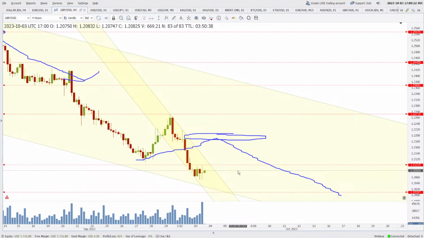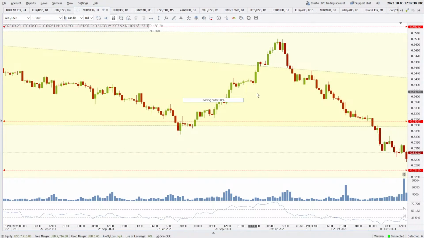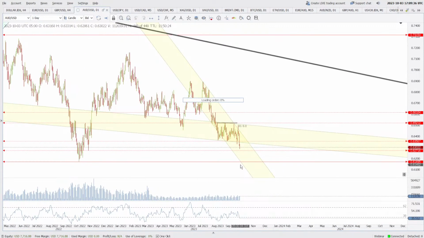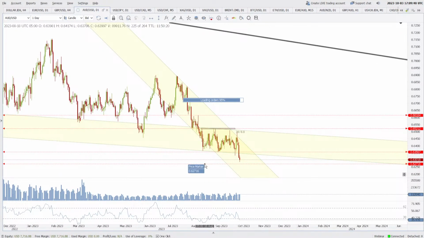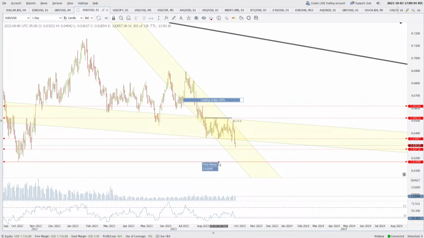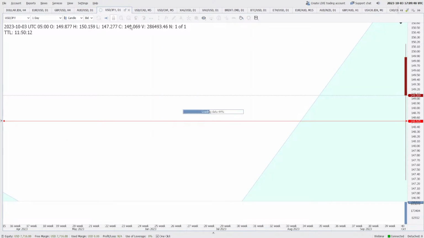But anyways, now 1.2101 is the resistance and 1.2009 is the support for the Great Britain pound. For the Australian dollar, this small channel has been broken to the downside. Now I'll say 0.6271 is exposed, and if the price trades below that, then 0.6169 will be exposed in this market. Nothing much on this.